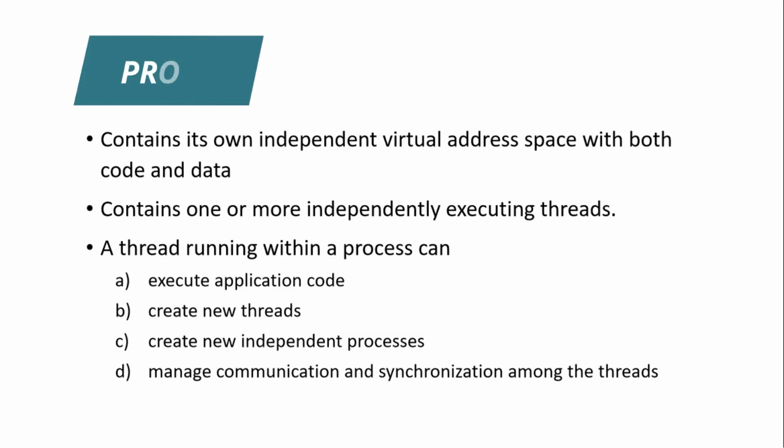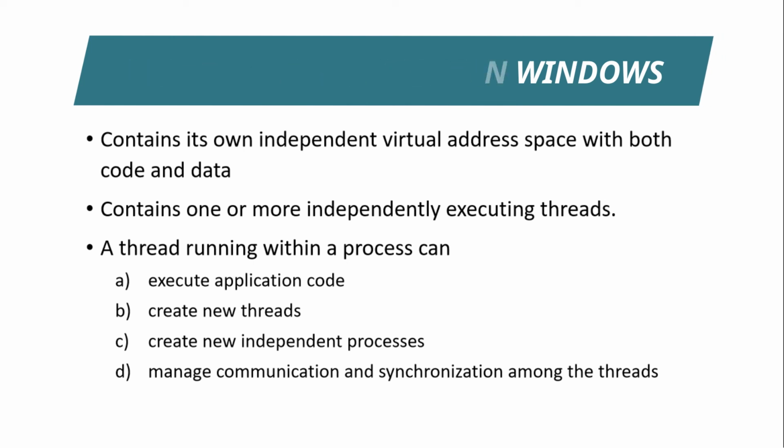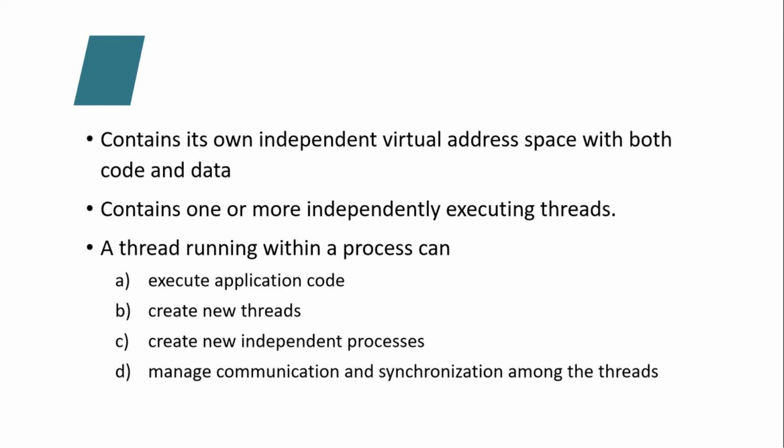So process management in Windows contains its own independent virtual space, with both code and data, protected from other processes. Each process in turn contains one or more independently executing threads. A thread running within a process can execute application code, create new threads, create new independent processes, and manage communication and synchronization among the threads.